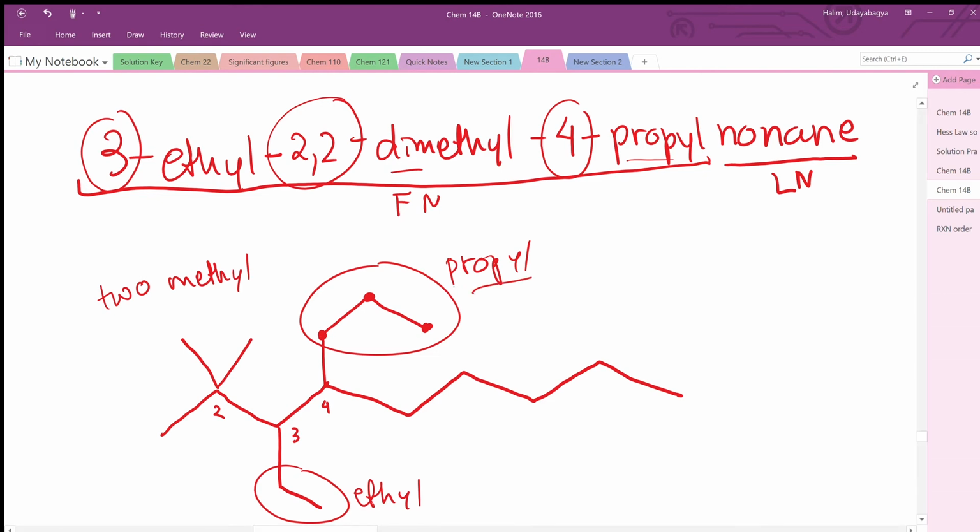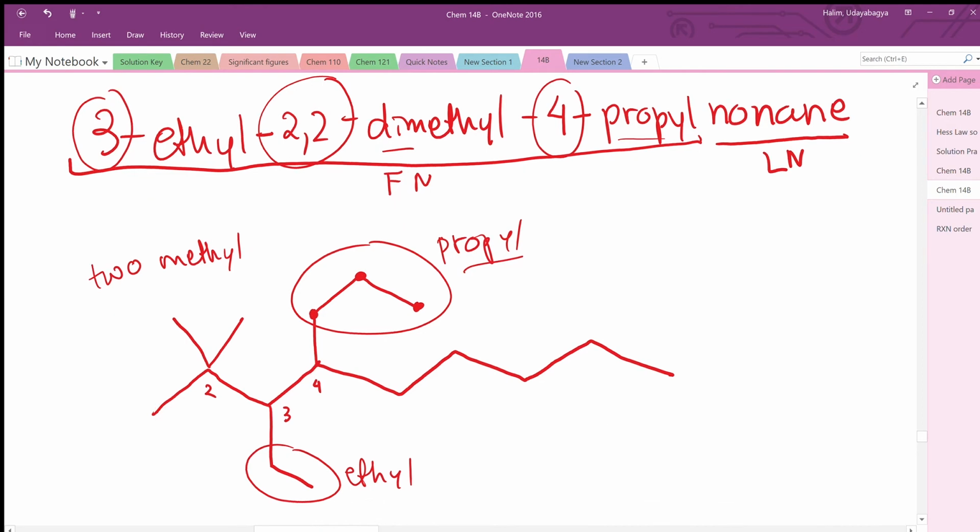This is a propyl group. Oh, if it's a 3,3-diethyl, then I would have 2 of these. The di is a prefix for 2, essentially.